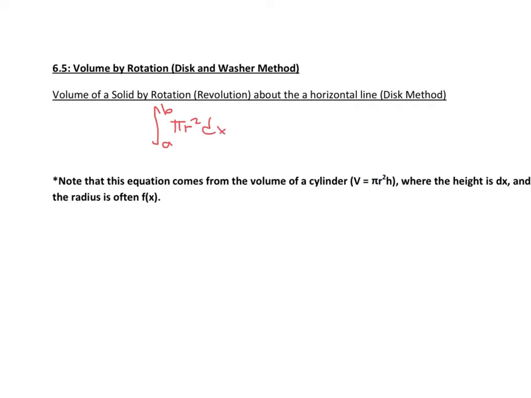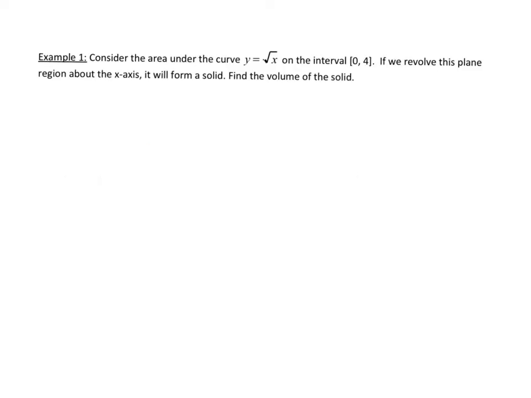And I wrote below, in case you were wondering where this comes from, the formula for the volume of a cylinder, which is pi r squared times h. And in this case, the h is our dx, the change in x, the delta x is what it represents. So let's do an example.